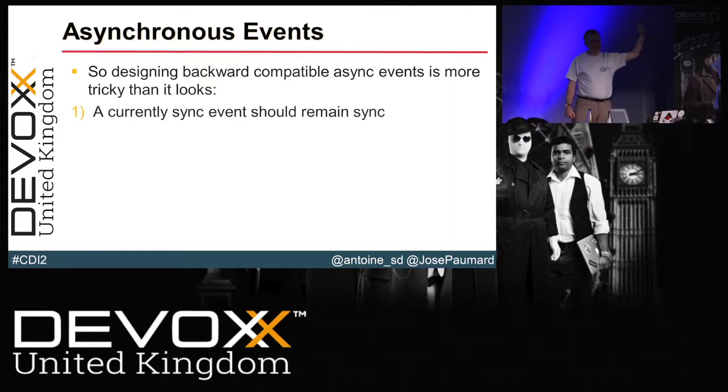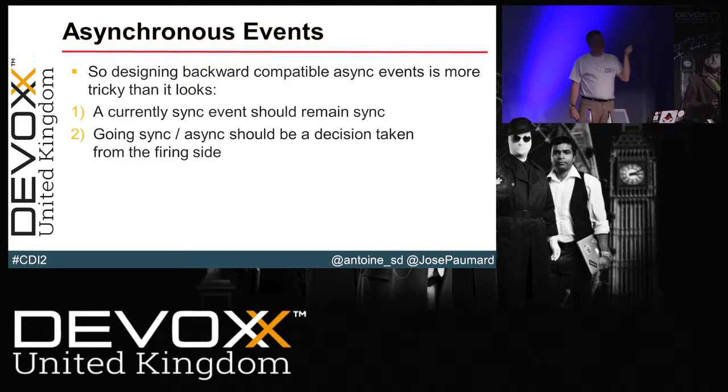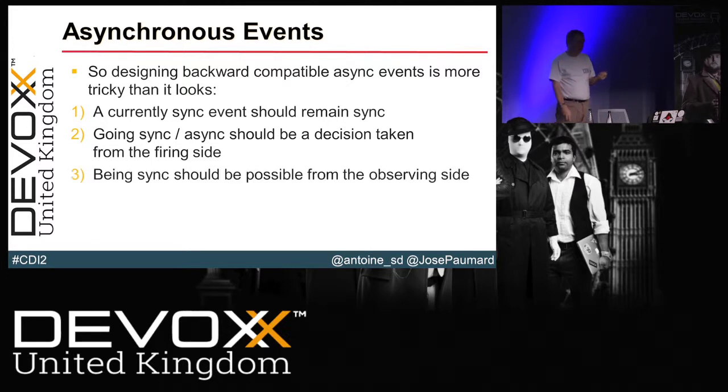If I have a currently synchronous event, maybe that event is mutating its payload. Maybe it's doing some kind of request transaction, etc. So it needs to remain synchronous. If I decide to go synchronous or asynchronous, this is a decision that should be taken from the firing side, because from the firing side, I know if I am firing an immutable payload or not. And if I want to remain synchronous, for instance, if I want to remain called in the transactional thread, then you should be able to take that decision from the observing side, because in the observer, I know if I want to mutate the payload or if I want to conduct some kind of persistent operations.